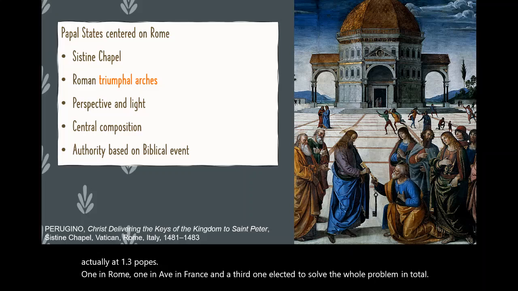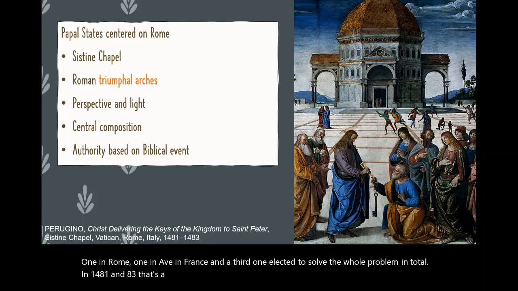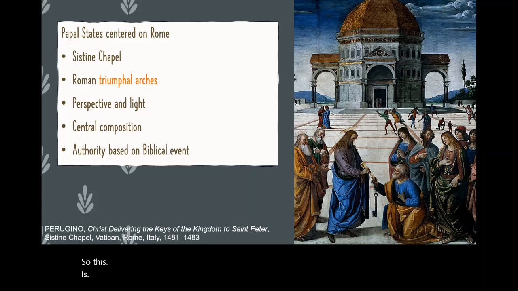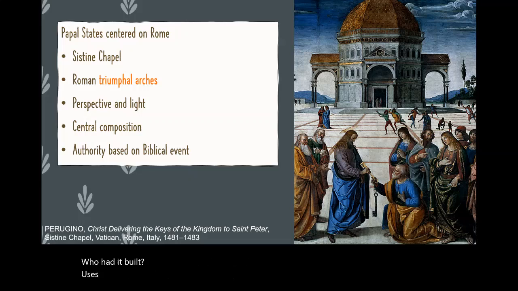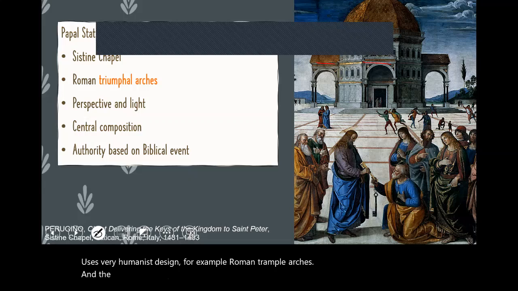In 1481 and 83, that's just a bad memory now. So this is the time of a pope ready to solidify and announce and advertise his power. So the Sistine Chapel, named after the Pope Sixtus, who had it built, uses very humanist design, for example, Roman triumphal arches, and the centralized Greek porticoed church here in the background.